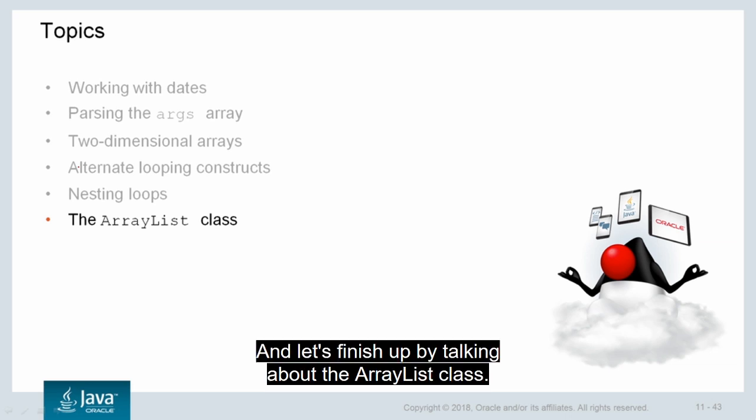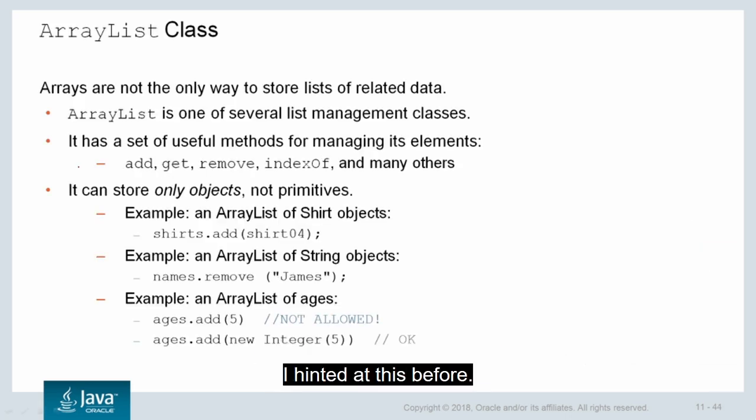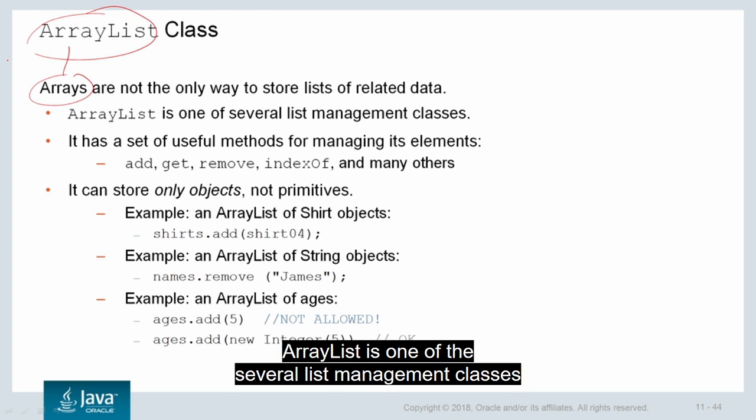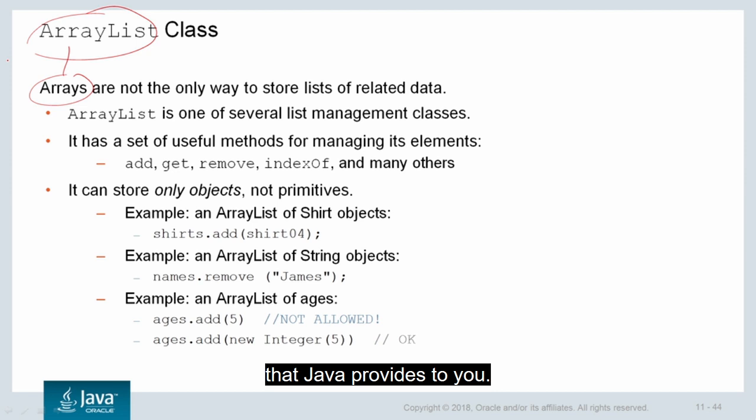And let's finish up by talking about the ArrayList class. I hinted at this before. Arrays are similar yet different to ArrayLists. Arrays are not the only way to store a list of relevant data. ArrayList is one of several list management classes that Java provides to you.